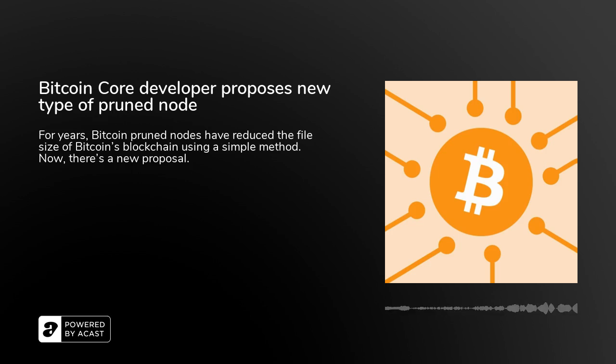Bitcoin Core developer proposes new type of pruned node. Bitcoin Core developer James O'Byrne has proposed a new way to run a Bitcoin pruned node. His proposal overhauls the conventional method for pruning Bitcoin's blockchain. Pruning, of course, has been available to Bitcoin node operators for years.